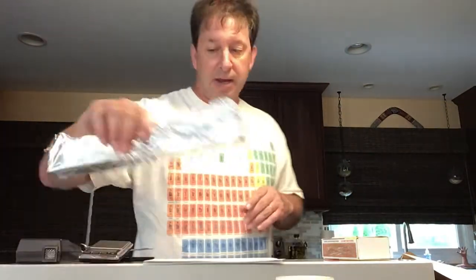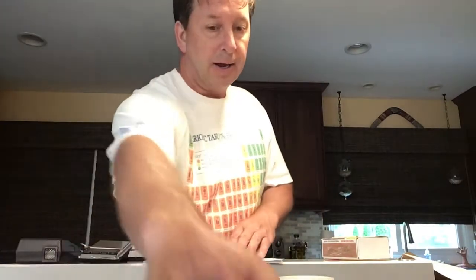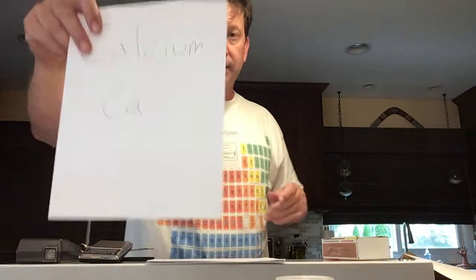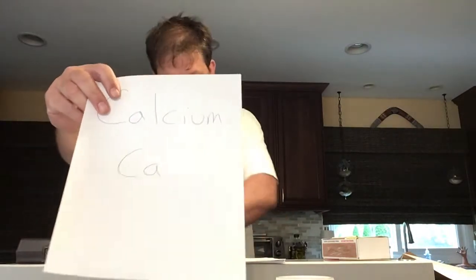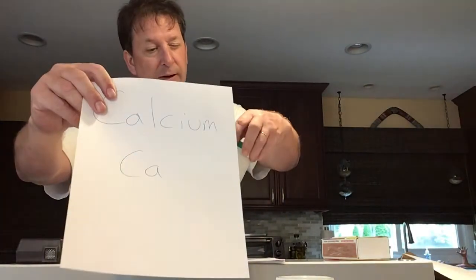We can see other objects made out of aluminum. Here's a walker from my father that was made out of aluminum. Any number of items are made from aluminum because it's lightweight and cheap. Our first item is aluminum. Our next one is calcium. So calcium, the symbol is Ca. And let's get a container of calcium.